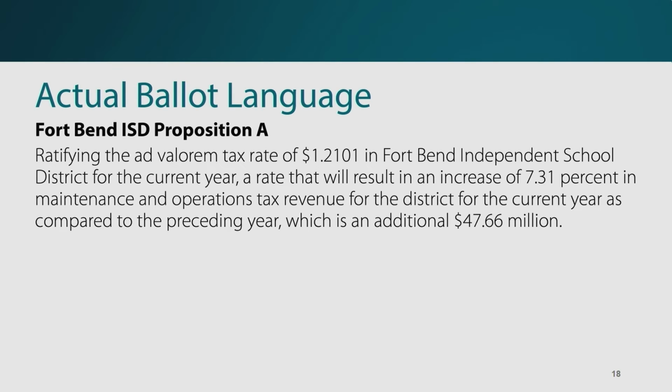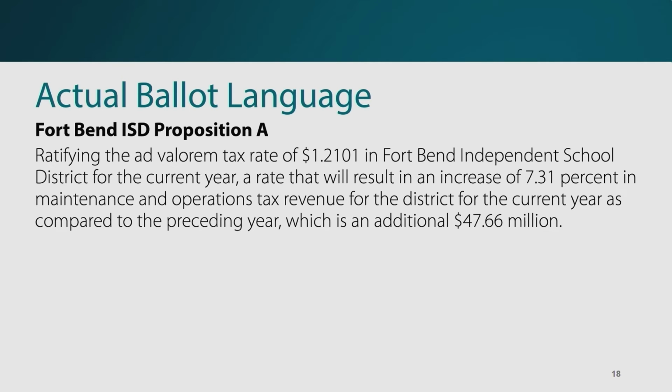So the hard part is the ballot language. This is the hard part. So when you look at the language, this is required by law. This is not something that we got to choose. So as you can see, the very first few words, ratifying the ad valorem tax rate, is confusing to a lot of people, and rightly so. But it basically is saying of $1.21 in FBISD for the current year, a rate that will result in an increase of 7.31%. And that's critical because I'm going to explain that again.